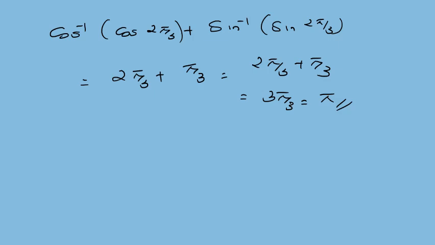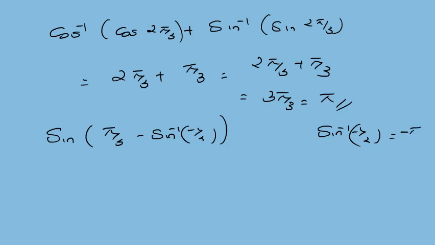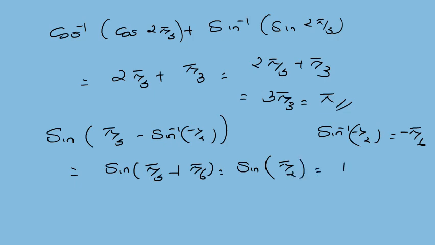Next, evaluate sine of pi by 3 minus sine inverse of minus 1 by 2. So you know sine inverse minus 1 by 2. Previously we solved it. What is sine inverse minus 1 by 2? Minus pi by 6, right? First problem we solved. So we can write it as sine of pi by 3 plus pi by 6. So pi by 3 plus pi by 6 is pi by 2. Sine pi by 2 is what? 1.